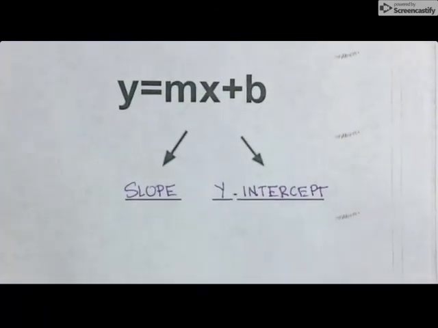So make sure, if nothing else, you know what those two things mean when you ask me a question, because that's the first thing I probably am going to ask you. What is your m? What is your b? And then you're going to look at me like a lost puppy.